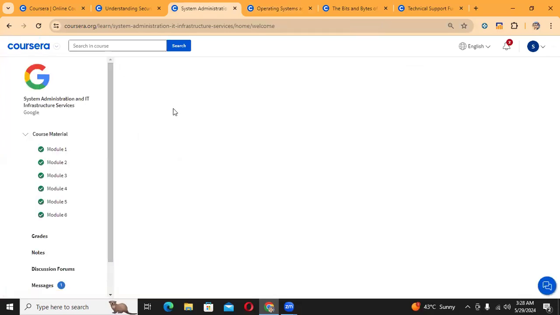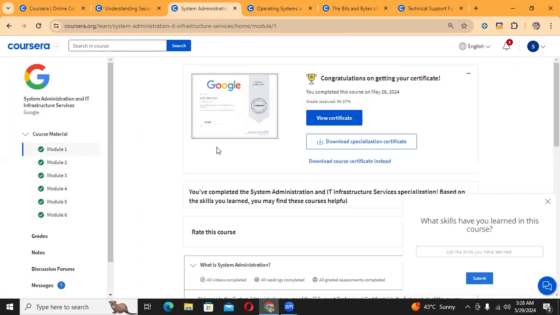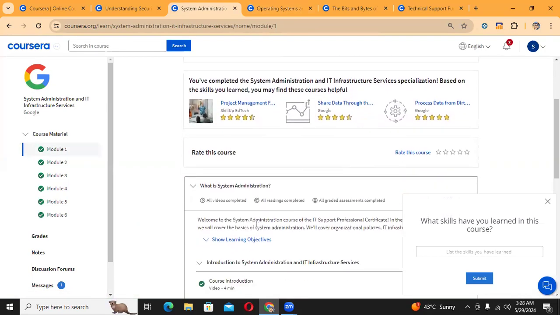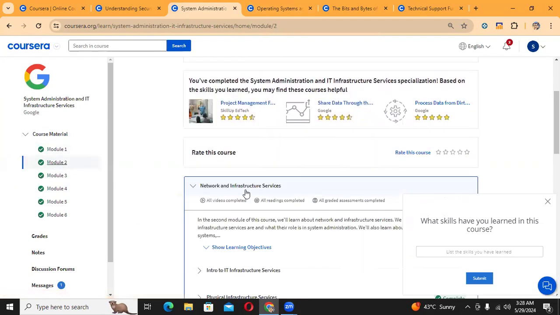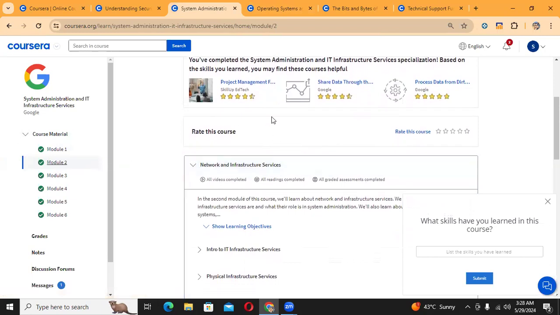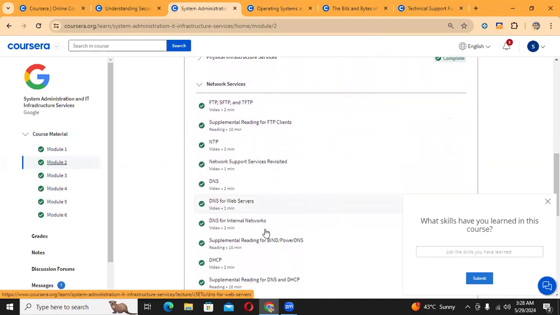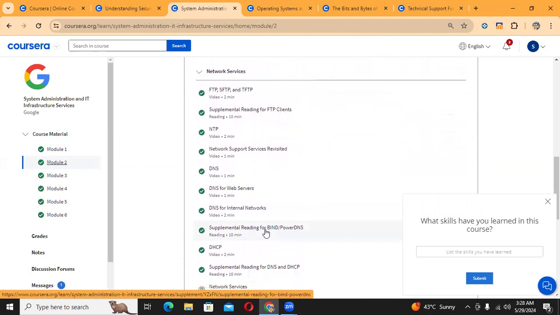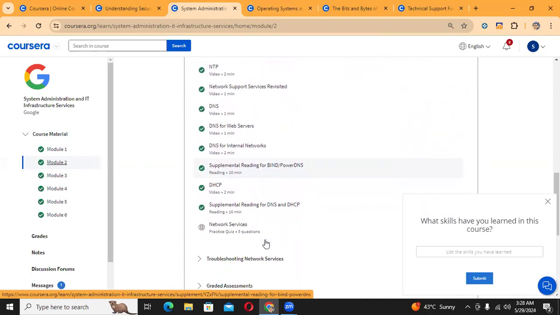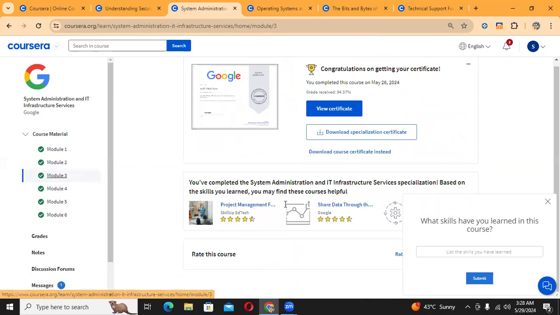So let's move on to the second module, which is about the network and infrastructure, understanding the network services and essential infrastructure that supports network connectivity. In this module we have to understand routers, switches, and the basic network security basics.